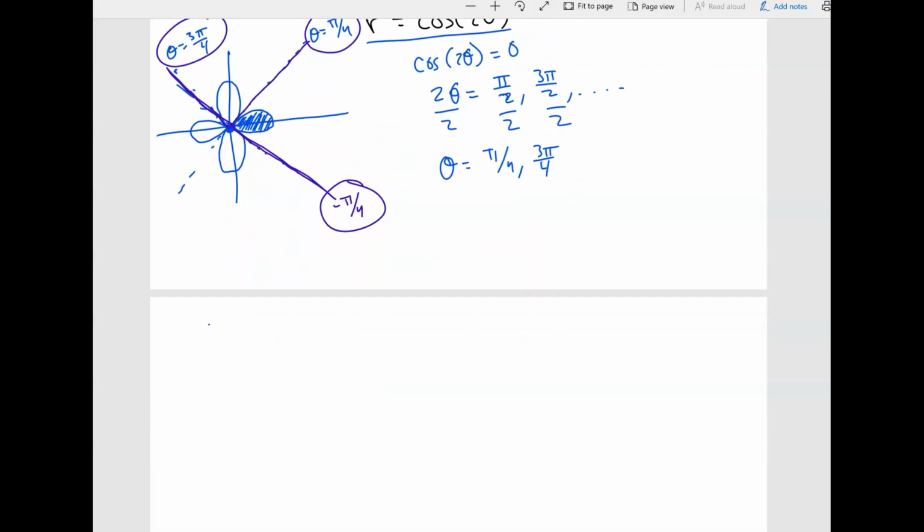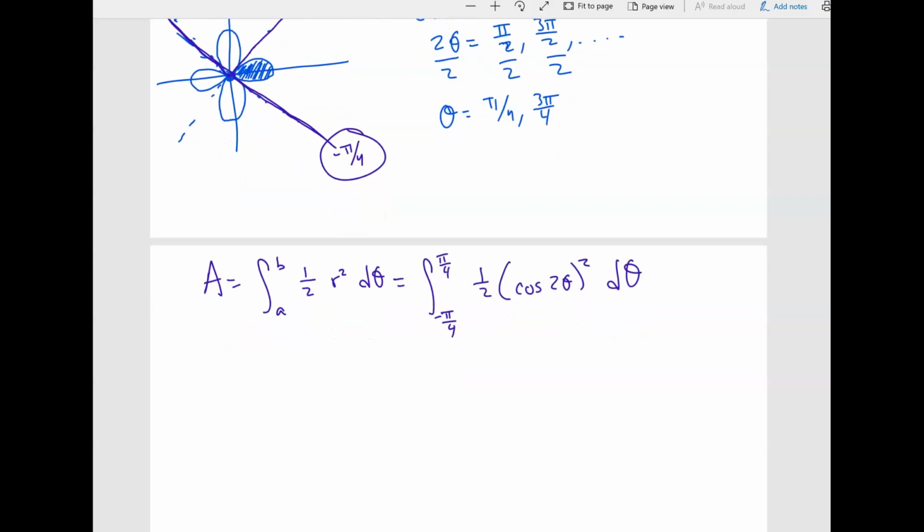So the area is going to be equal to the integral from a to b of 1/2 r squared d theta. So the integral is going to be from negative pi over 4 all the way to pi over 4. You have 1/2, and r in this case is cosine 2 theta, squared, d theta. I can take the 1/2 out. You have the integral from negative pi over 4 to pi over 4 of cosine squared 2 theta d theta.